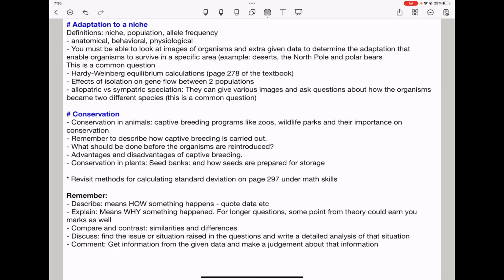When they ask you to compare and contrast, they want you to talk about the similarities and the differences. And when they say discuss, they want you to find the issue or situation raised in the question and then write a detailed analysis of that situation. Lastly, when they say comment, they want you to get information from the given data and make a judgment about that piece of information. So this brings us to the end of these potential questions that could be asked in any Biology Unit 2 paper.